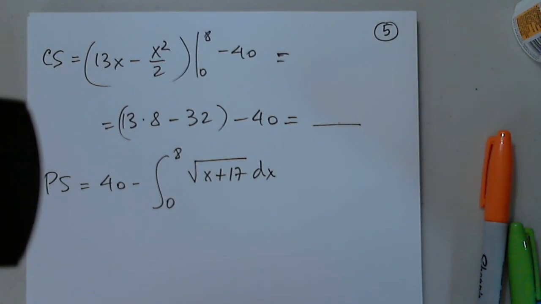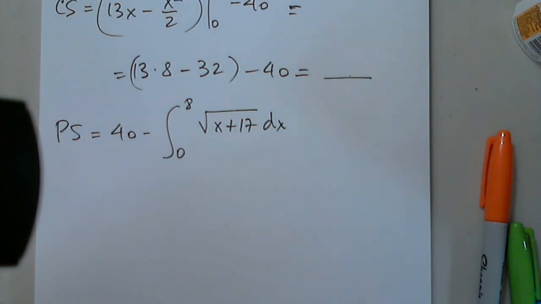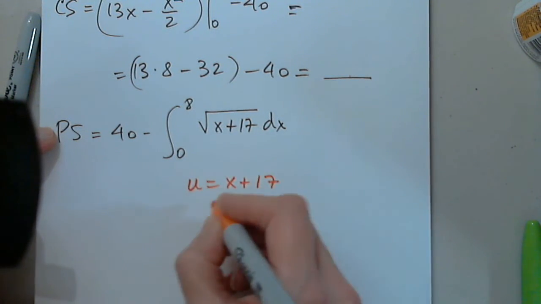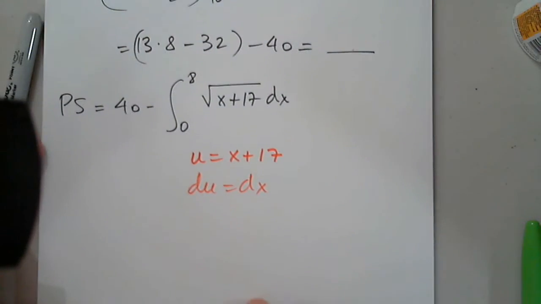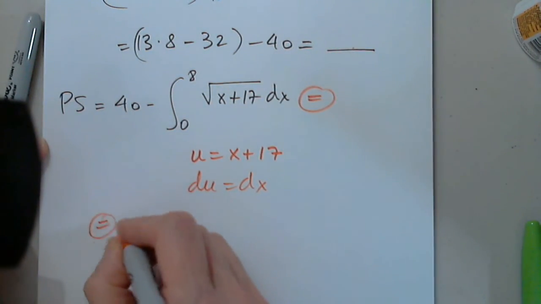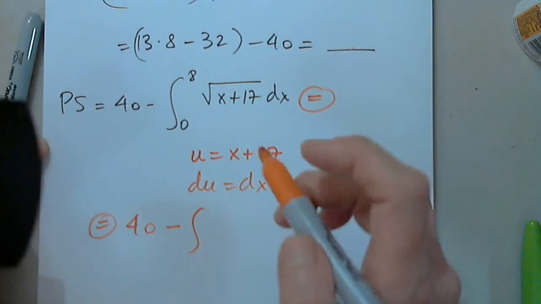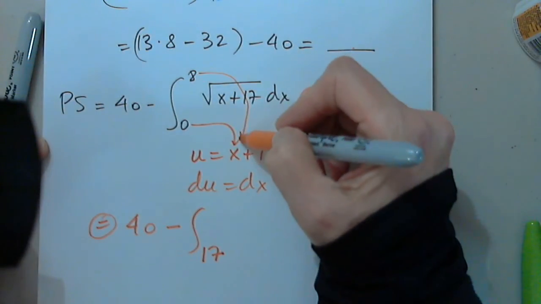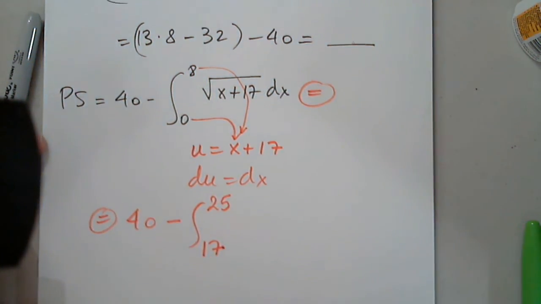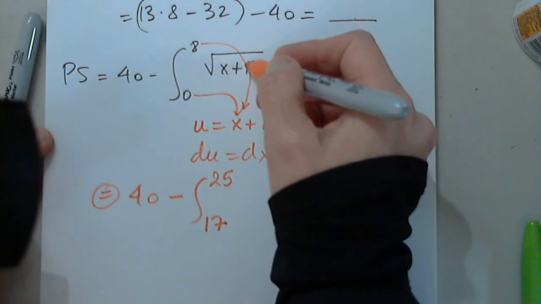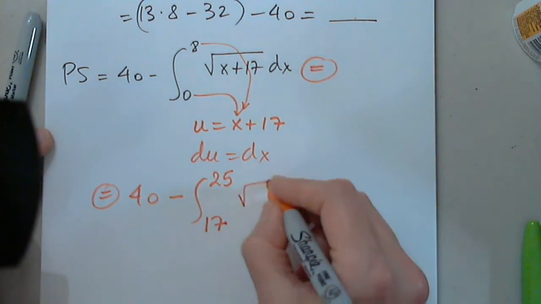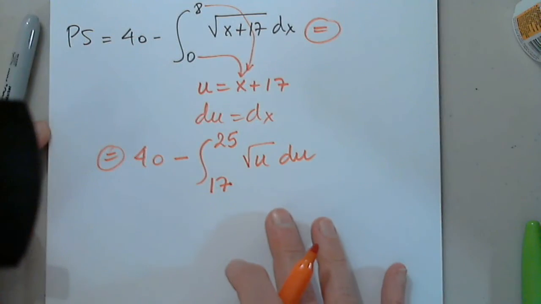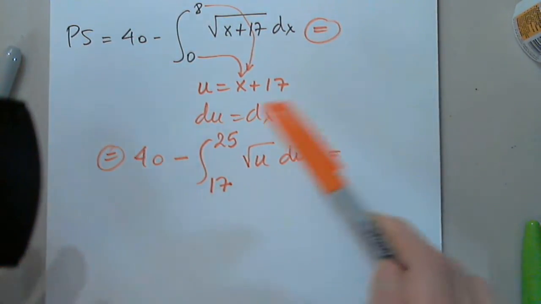To be on the safe side, I recommend using a substitution here. And one possibility is let u be x plus 17, du equals dx. No big deal. So this is 40 minus the integral. Careful now. When you plug in 0, you get 17 as the lower limit. When you plug in 8, you get 25 as the upper limit. And this is the square root of u du. Okay, so I'm looking for these steps. And you can check, as I said, with the graphing calculator.